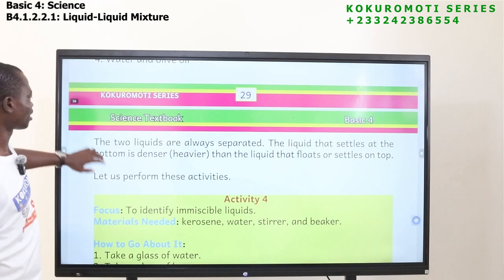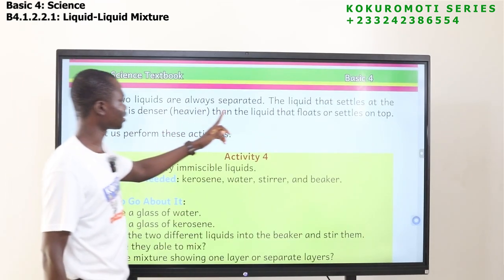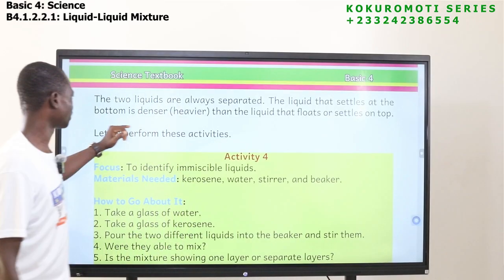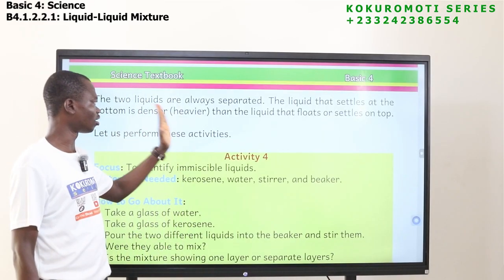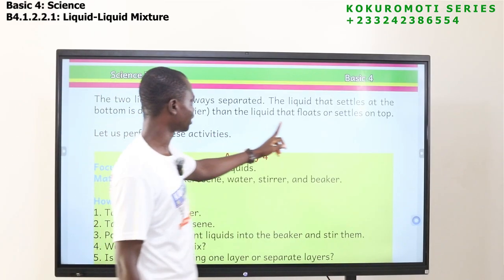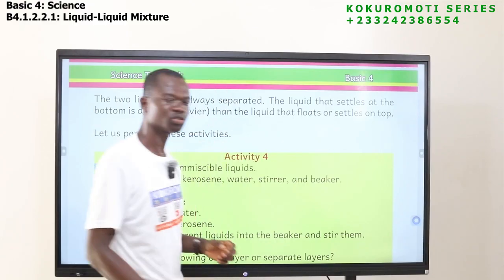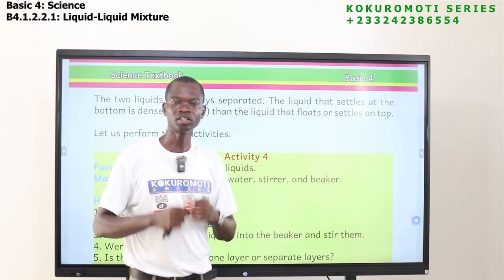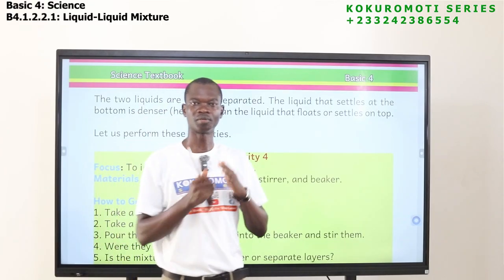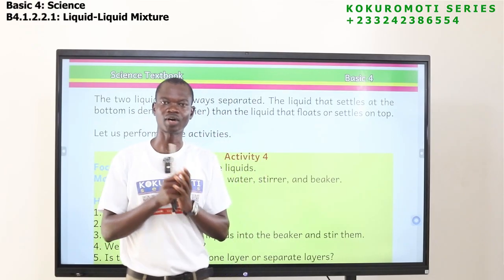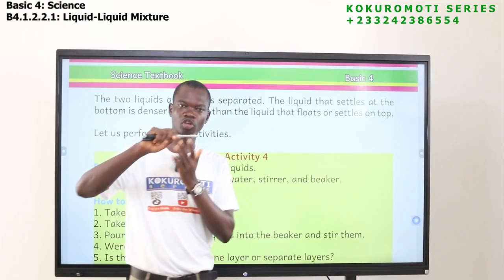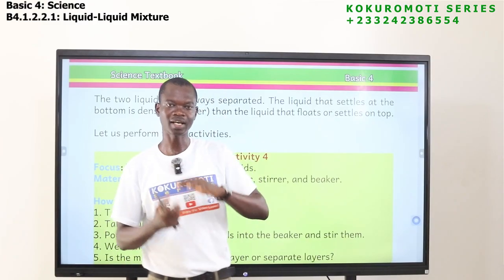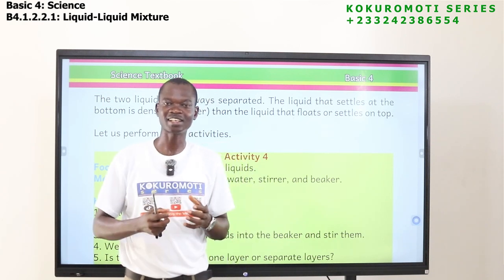Okay, now let's come here. The 2 liquids are always separated. The liquid that settles at the bottom is denser or heavier than the liquid that floats or settles on top. So with this type of liquid mixture, you see one liquid will be on top and another liquid or component will be at the bottom. The one at the bottom is denser. Denser means heavier.